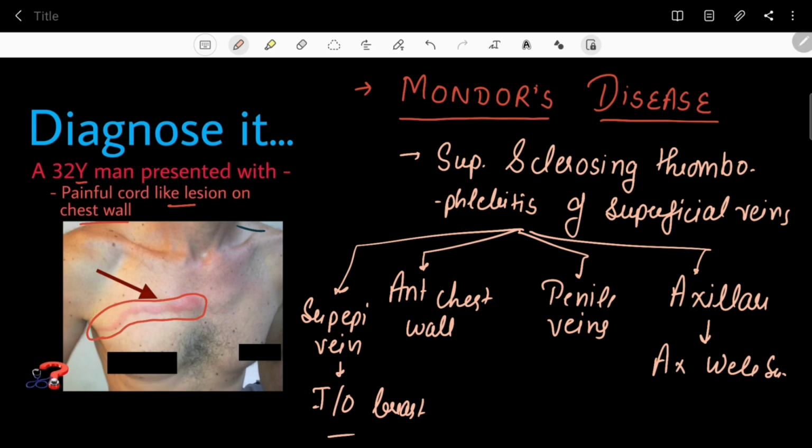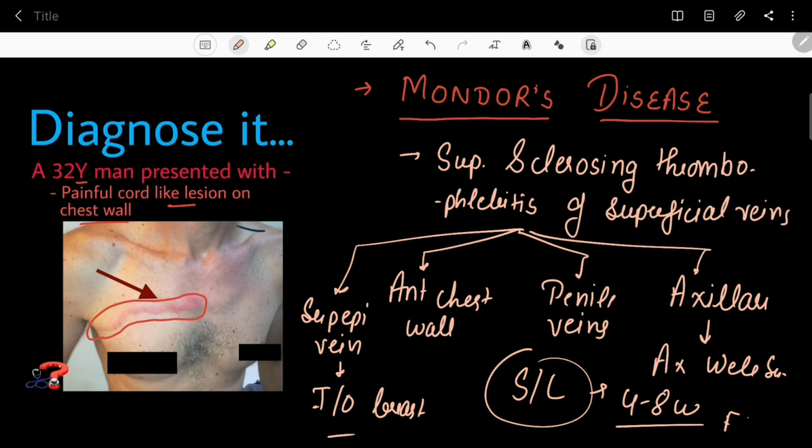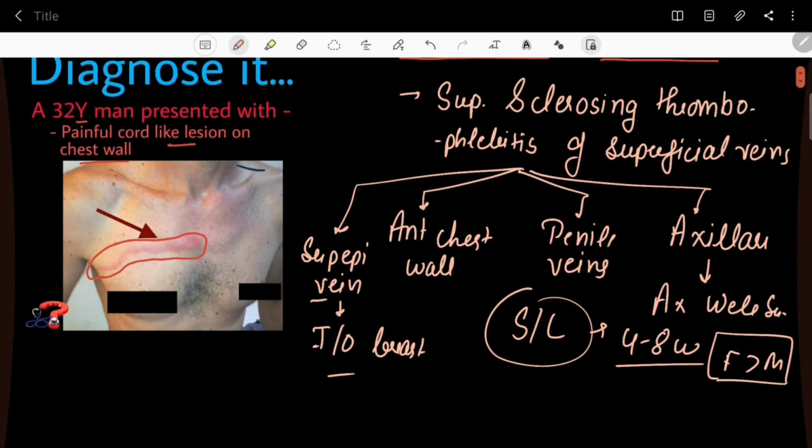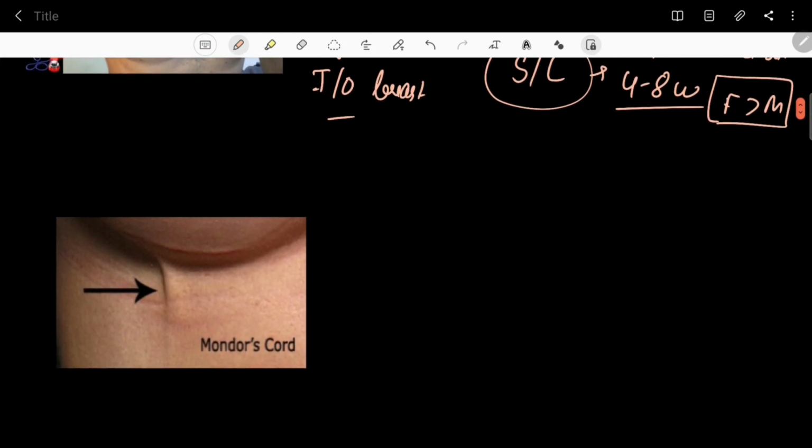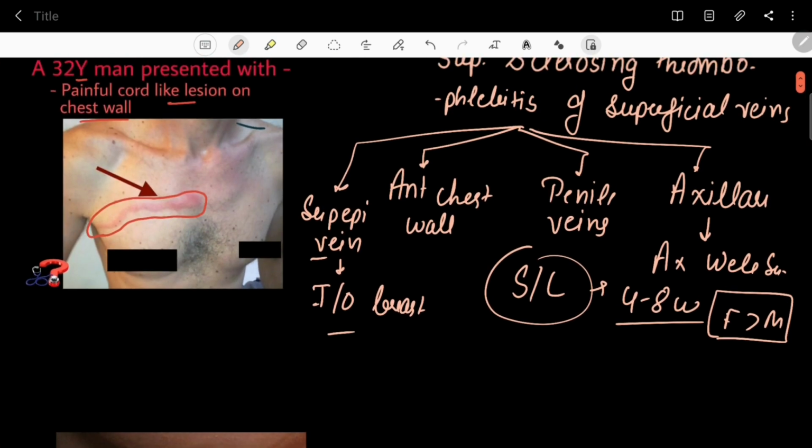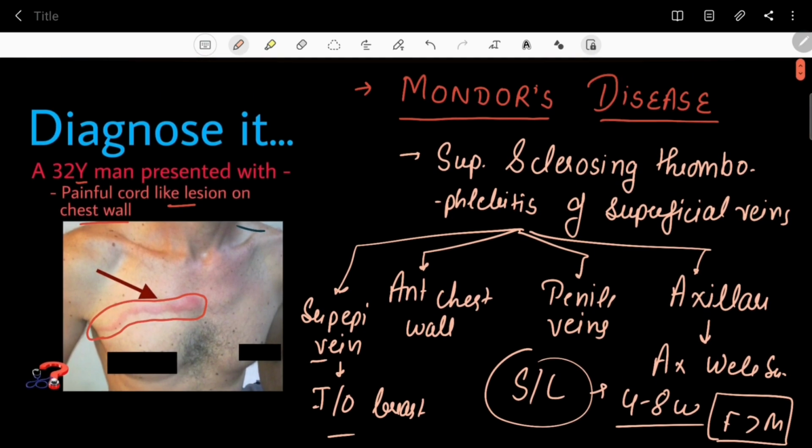Most of the time it is a self-limiting condition, and it resolves on its own after a duration of 4 to 8 weeks. It is more common in females as compared to males. And let me show you this image. If the superficial epigastric vein is involved, then there is a palpable cord-like structure. You can see it here. This palpable cord-like structure is called Mondor's cord, and it is seen when the superficial epigastric vein is involved.